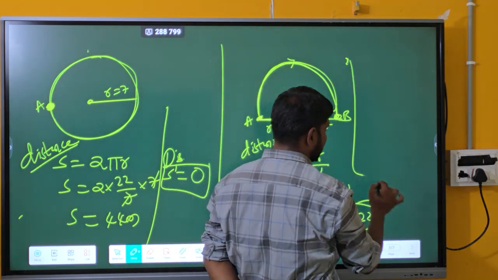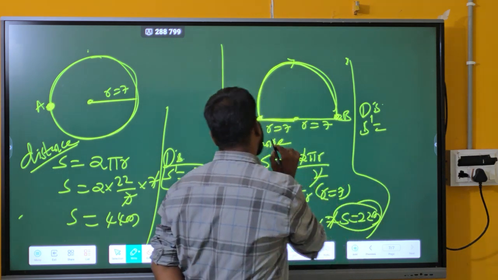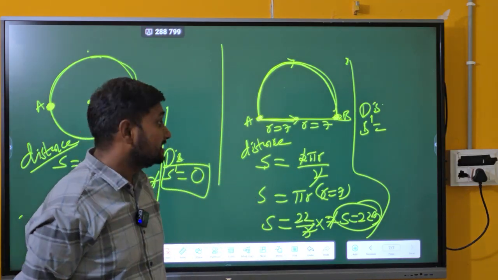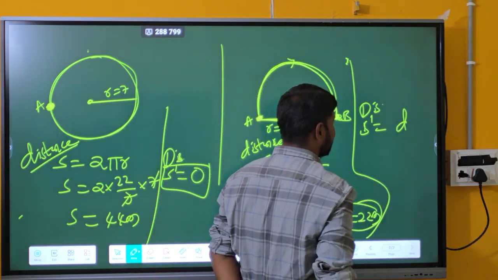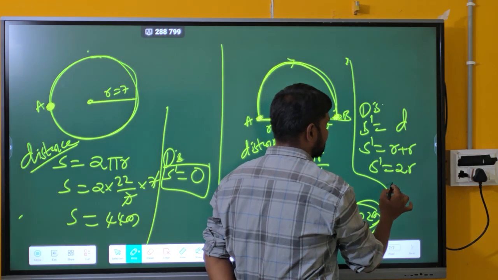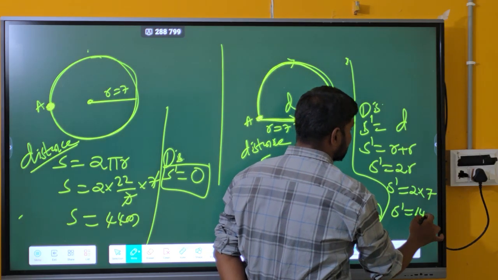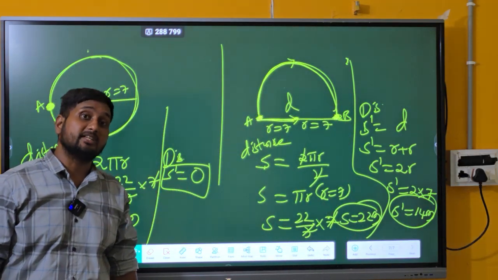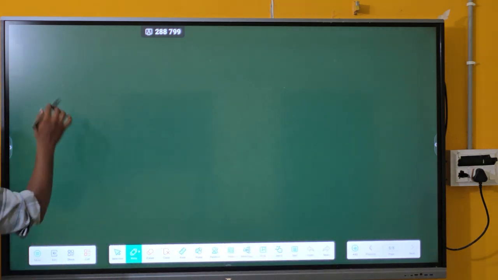So what is the displacement of the body? S dash equal to... what is the starting position? A. What is the ending position? B. Now we can draw the straight line from A to B. This is the diameter of the circle. So S dash equal to D, which means R plus R, so S dash equal to 2R. S dash equal to 2 into 7, so S dash equal to 14 meters. The displacement of the body is 14 meters.